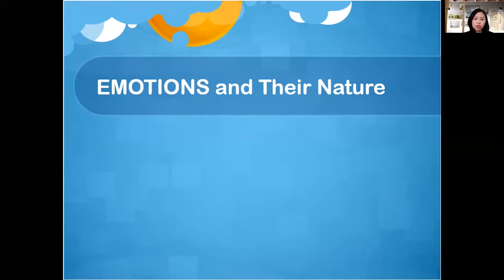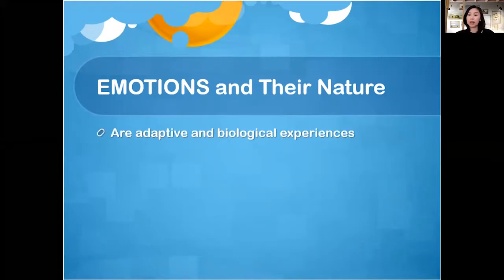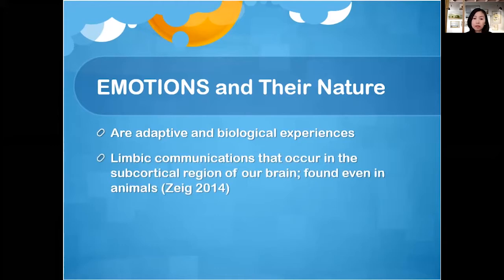Emotions are adaptive and biological experiences. When we mean adaptive, it helps us adjust in our environment, and it is a biological experience, meaning it happens in our body. Emotions are limbic communications that occur in the subcortical region of our brain, found even in animals. So those of you who have pets, you will also see that your pets exhibit emotions. Our brain has a portion called the limbic system, so that is where it happens. Later on, I will tell you more about it.